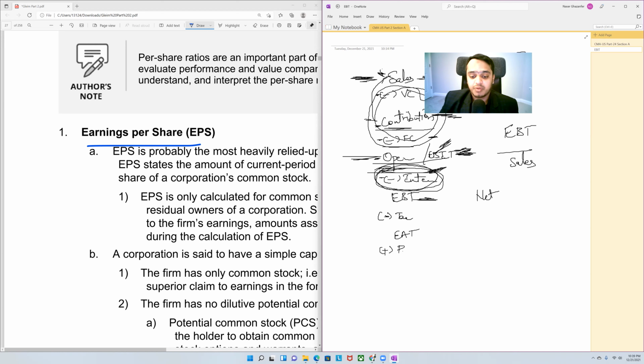Preference. You'll remove the preference dividend. Now this is a minus preference dividend. Once you minus the preference dividend, you'll have earnings available for equity shareholders.